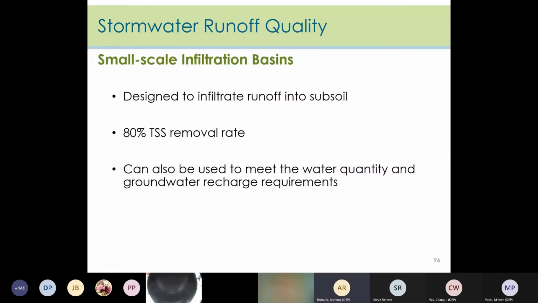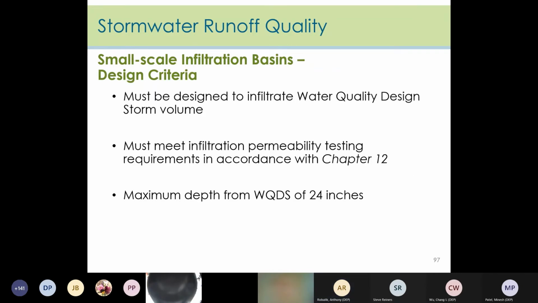Small-scale infiltration basins are an extremely common BMP for water quality. Small-scale infiltration basins achieve the 80% TSS removal rate and may also be used to meet the stormwater quantity and groundwater recharge requirements. Under the current rules, only the volume generated by the water quality design storm may be infiltrated unless specific cases allow for the infiltration of larger storm events, as previously noted.